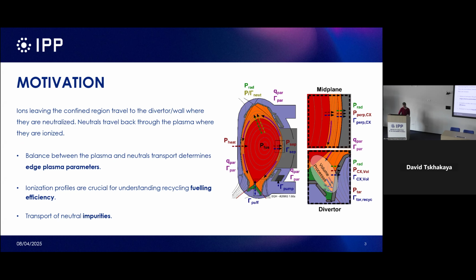Also, this neutral transport is of interest because of the fueling efficiency of the core. It's important to know where these neutrals get ionized, because if they get ionized in the core, they contribute to the fueling of the core. But if they get ionized in the scrape-off layer, they don't even reach the core. The core starts losing particles, basically. And of course, as in a previous presentation, transport of impurities is important. So EIRENE can help at least with the neutral part of that.